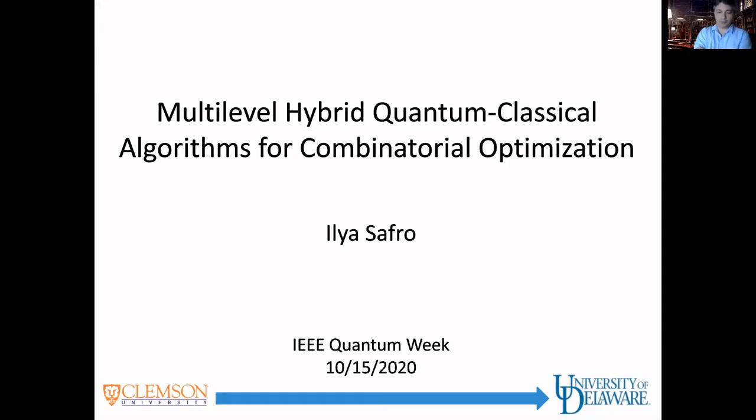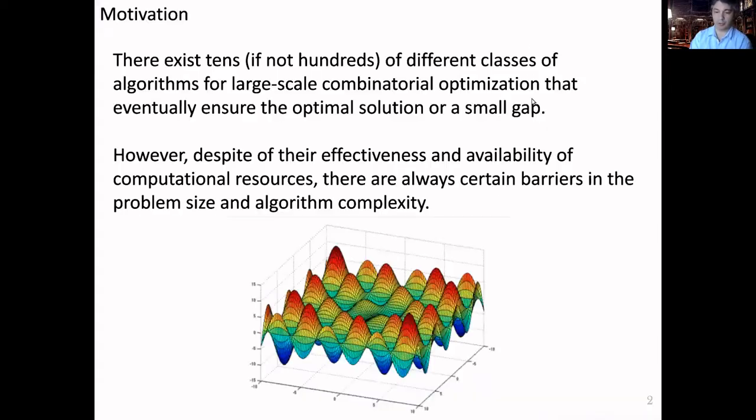In this part of our tutorial, we would like to share with you our experience on how to use the existing NISQ devices for solving large-scale combinatorial optimization problems. I'm sure that you know that there exist tens, if not hundreds, of different classes of algorithms for large-scale combinatorial optimization problems. Some of them are more practical than others for certain classes of problems.